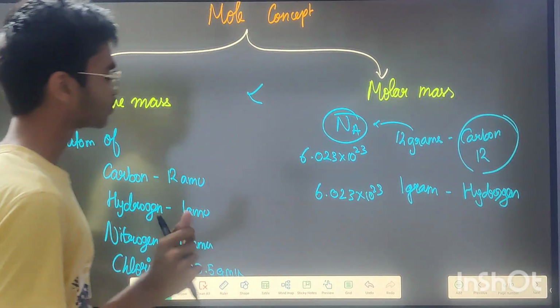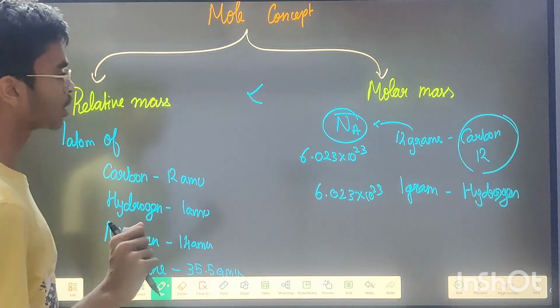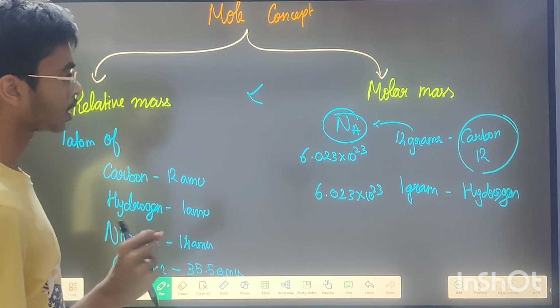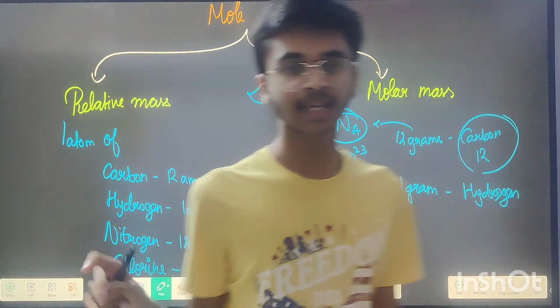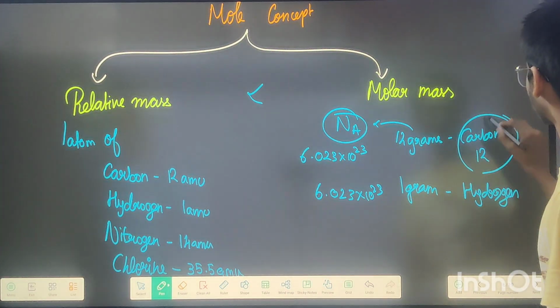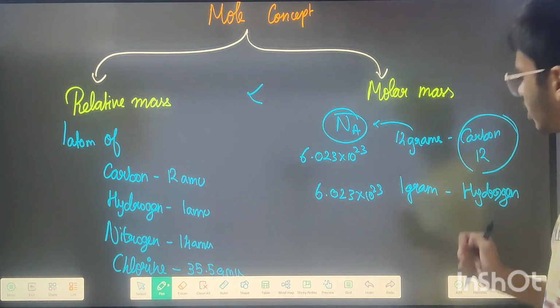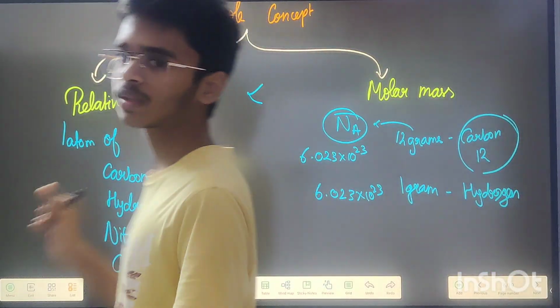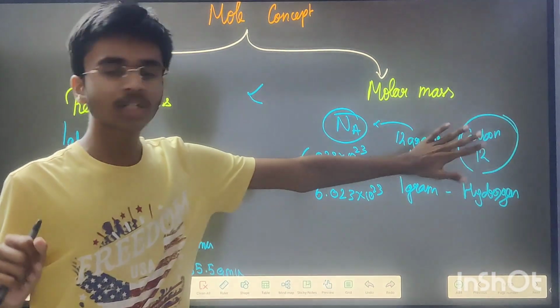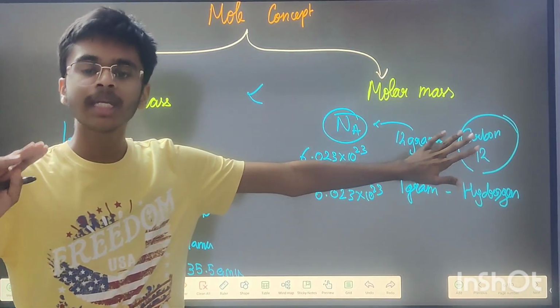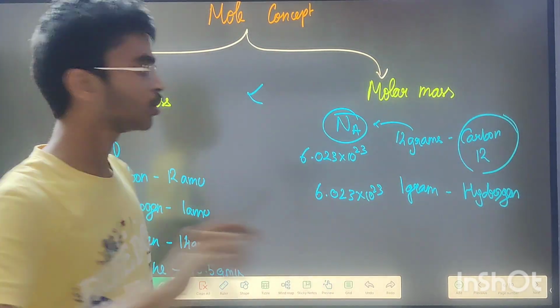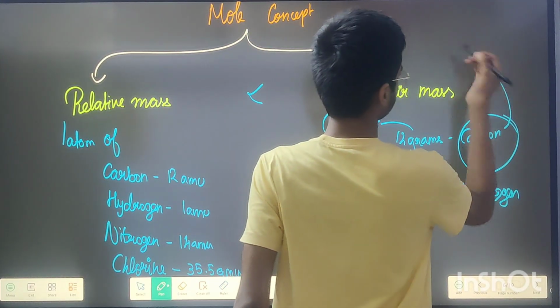Then, and do you know why they have specifically taken carbon 12? Primarily, even if you see the definition of 1 mole, it will be having carbon 12 only. Because when you take 12 grams of carbon 12 isotope, it will have very less number of impurities.